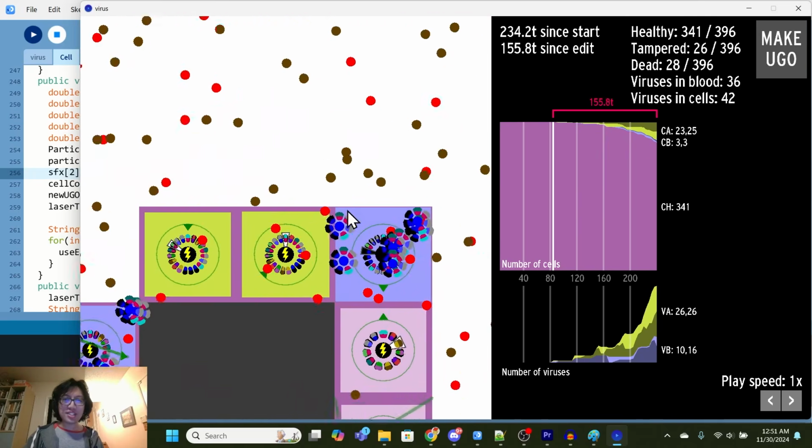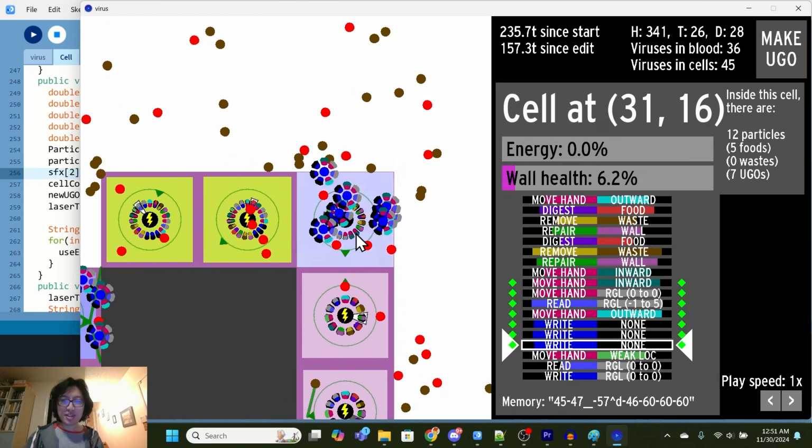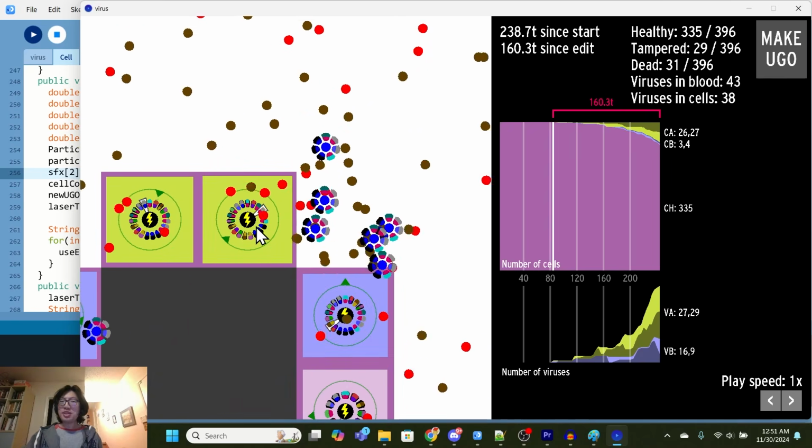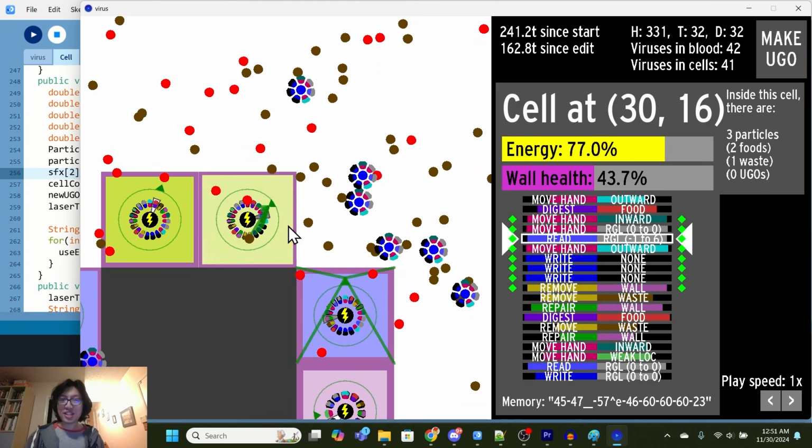So this is a very good side-by-side. This blue virus here is filled with maybe 6 blue particles, which is a number that the green virus will never get to.